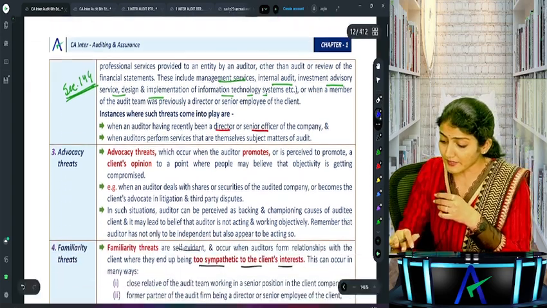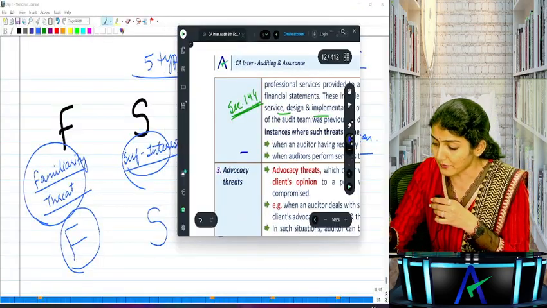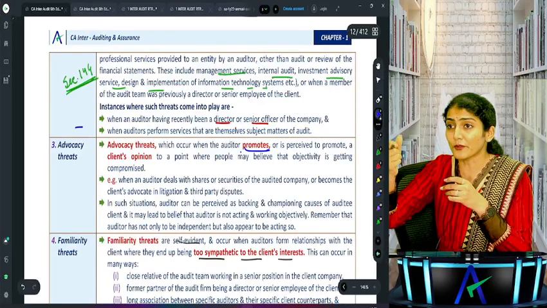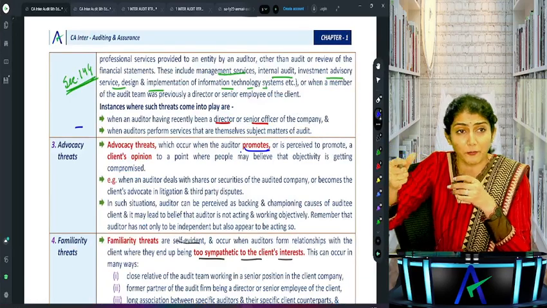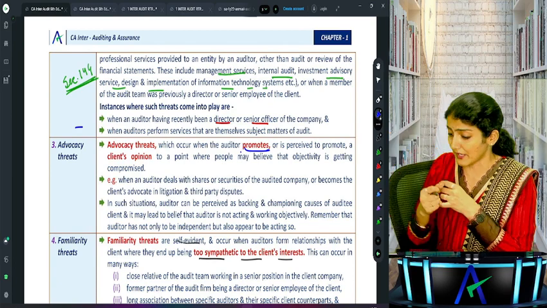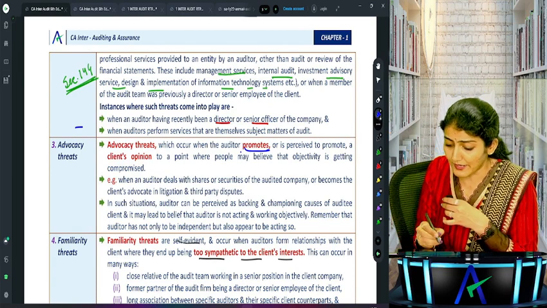Then advocacy threat is when you are promoting. Like during an election, you support a particular political party. So here you are supporting your client, promoting your client, or perceived to promote a client's opinion.